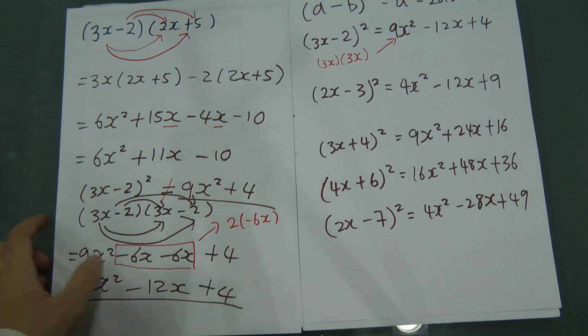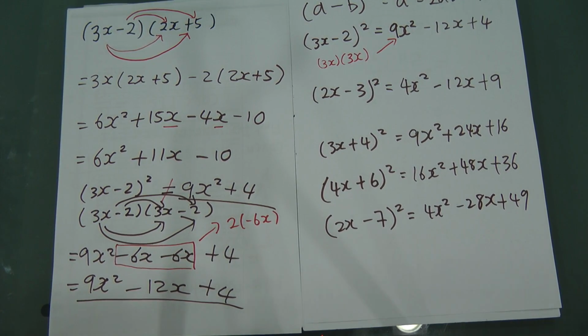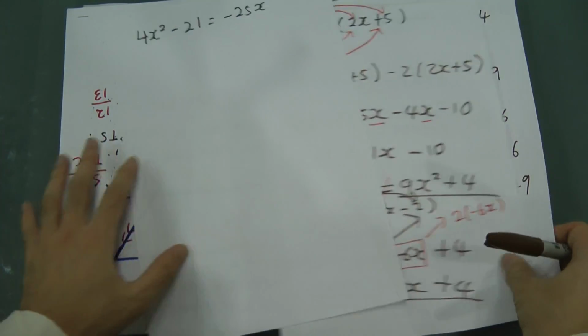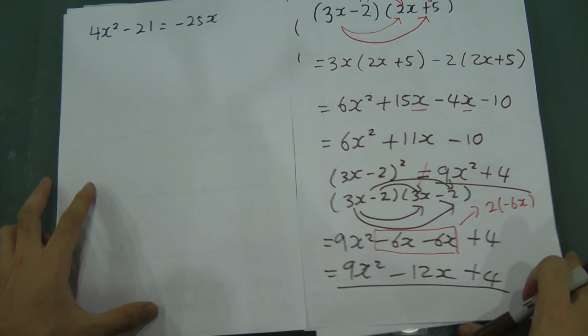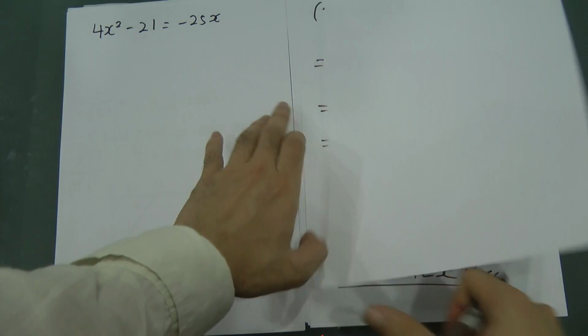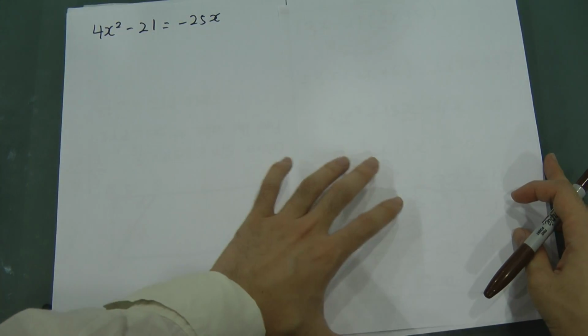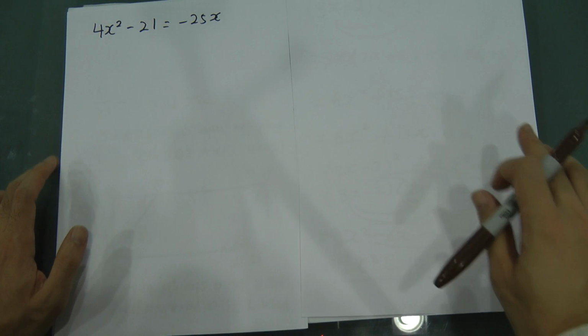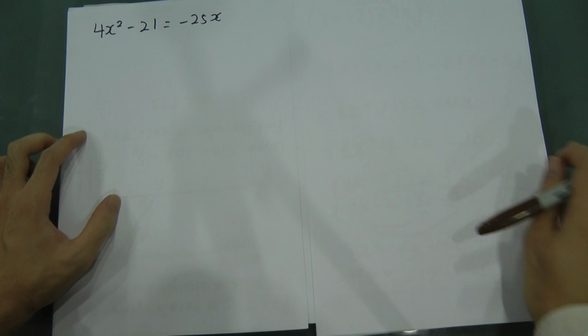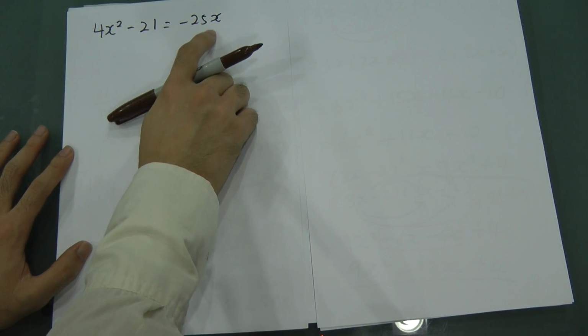Okay, if you understand this one, maybe we go for some past year questions. This one is called factorize. It means you need to factorize this kind of question. If in the past year you see a question like this, let's say it says 4x squared minus 21 equal to negative 25x.